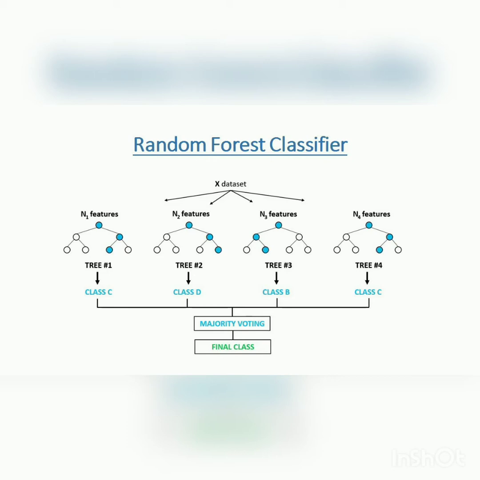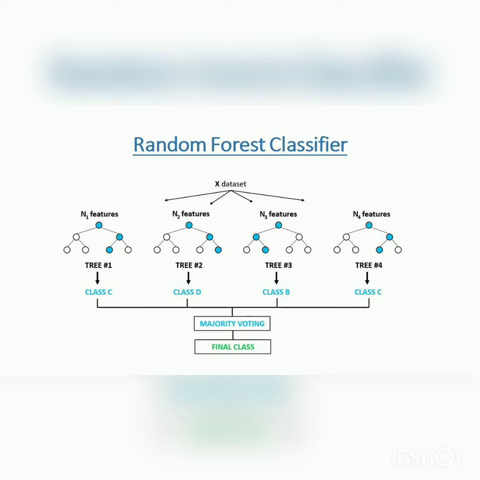Each tree is planted and grown as follows. If the number of cases in the training set is N, then a sample of N cases is taken at random but with replacement. This sample will be the training set for growing the tree.